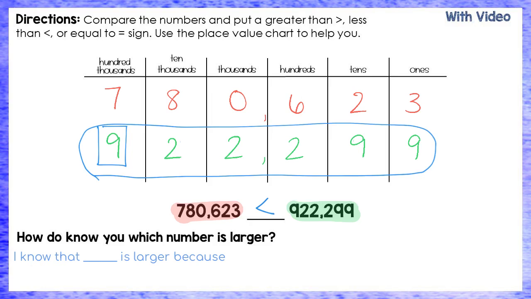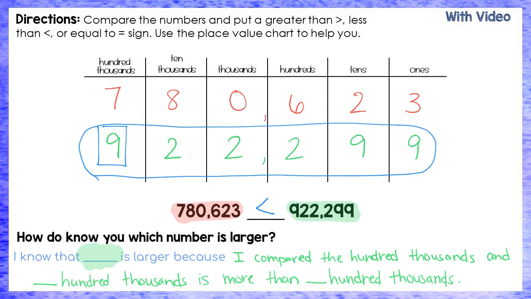I know that, and then you're going to write this number is larger because, well, we started off by looking in the 100,000s. So we could say because I compared the 100,000s. And 900,000s is more than 700,000s.